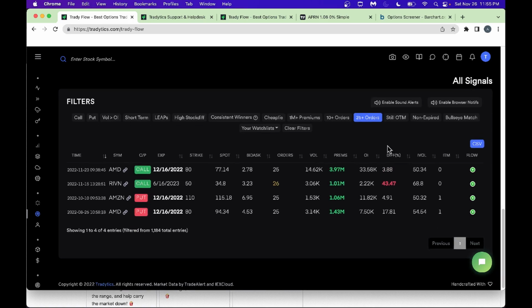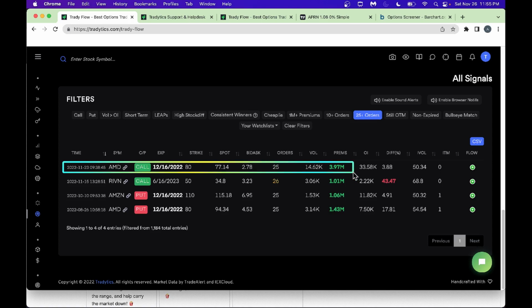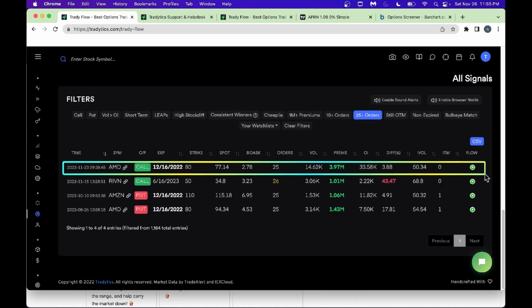Look, there is just a handful of them. Top one, as you can see here, is AMD. AMD is one of my favorite picks here. It's telling you AMD has 25 orders in the live option flow in the last 1 week. Everybody is hitting this 12/16 expiration date and strike price 80 when the spot price is 77.